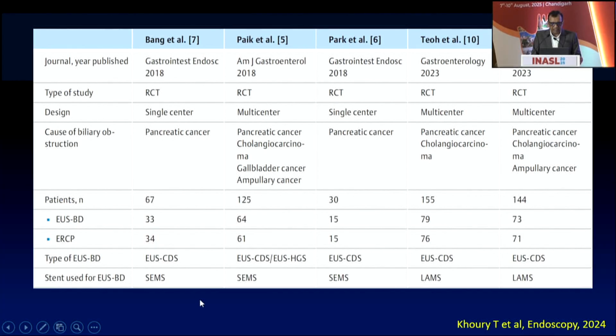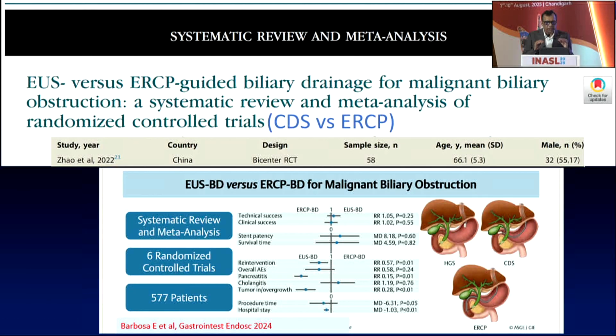And if you look at stents used, 3 of them used SCMS, where 2 used LAM stent. So there was an opportunity to do sub-analysis as well. Now let me talk about the second meta-analysis which I talked about, published again in 2024 in Endoscopy, which included one more study, and that was a Chinese study. And again, it shows that the technical success and clinical success was same. The main difference was in complication rate, and I'll talk about it next.